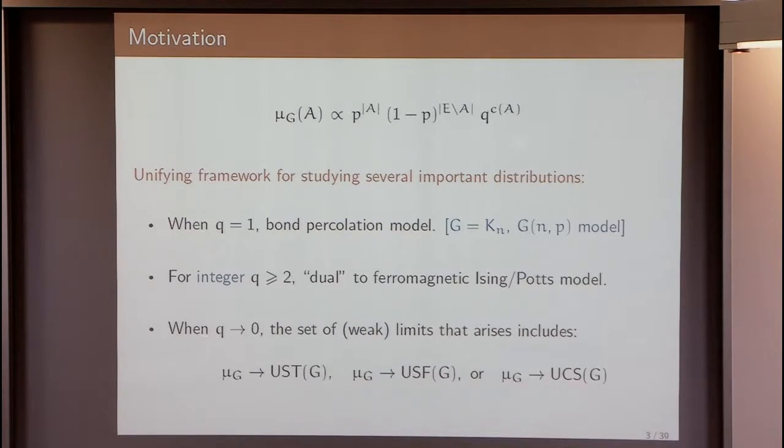In addition, you can see that if we take, for example, Q smaller than 1, then we favor configurations that do not have many components. So in particular, if Q goes to 0, the set of limits that arise for various choices of P include other interesting distributions over the subgraphs of G. For example, we can choose P such that the random cluster measure converges to the uniform measure over the spanning trees, or the spanning forests, or over the connected subgraphs of G. Okay?